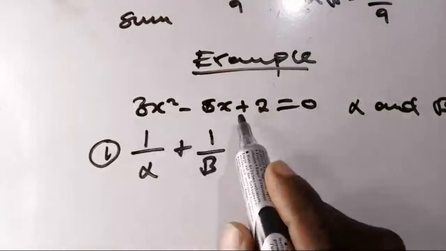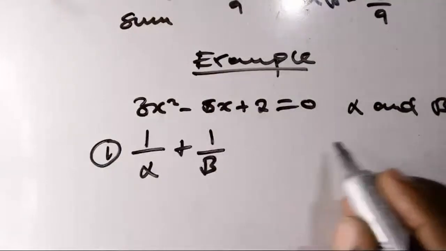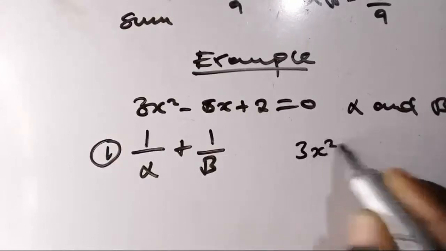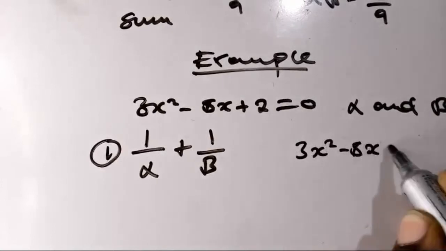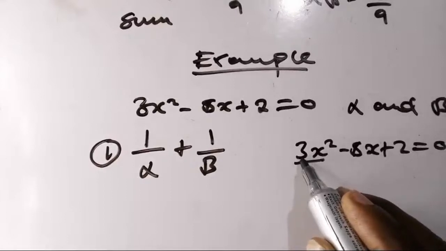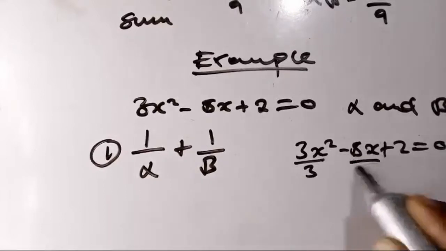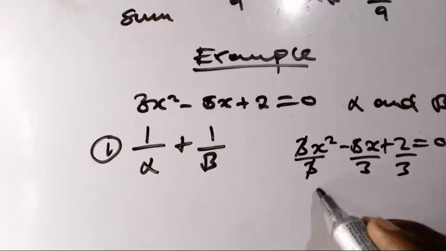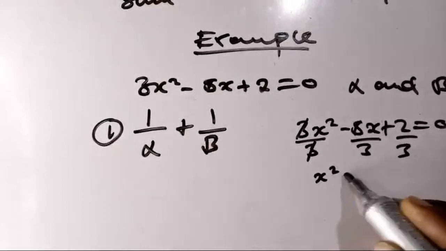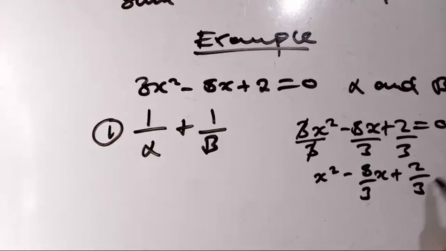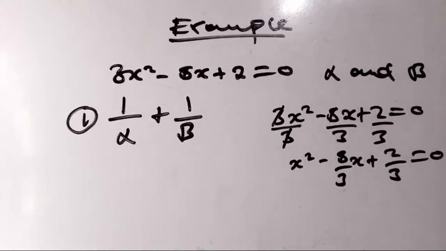So what you must understand in this scenario is that you have to first analyze this quadratic equation which you have been given, which is 3x squared minus 8x plus 2 equals 0. Like I said, you have to divide throughout by 3, because this is a. So you are going to have x squared minus 8 over 3 x plus 2 over 3, equals 0. I hope you're following me.